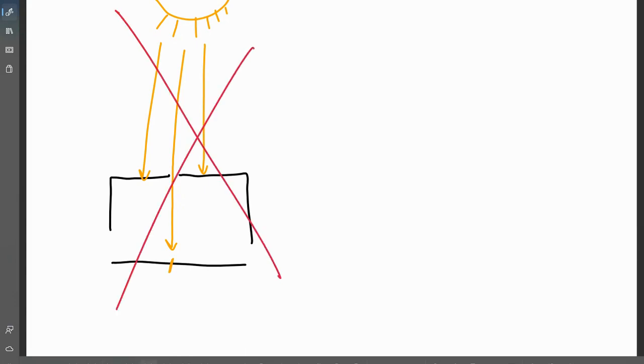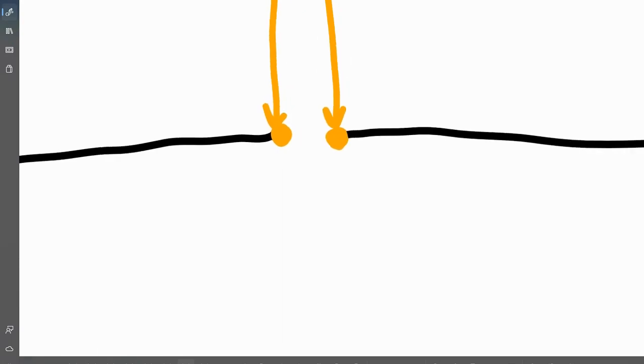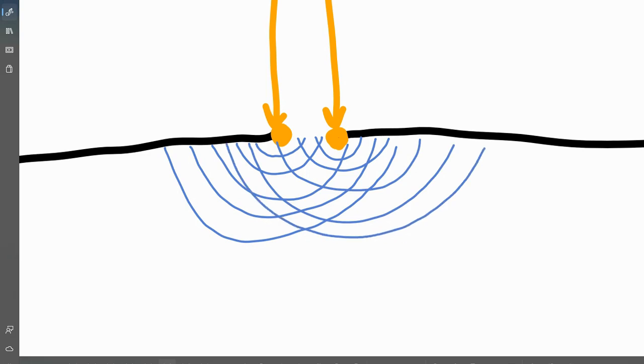This is not what happens, which is really strange. What actually happens is, if we zoom in on the box, when the sunlight comes and hits, we actually get sunlight that hits this corner of the box and this corner of the box. And it just so happens that those become sources of light themselves. That's just how they act. So we get one source of light right there that creates these wave fronts, and then the other source of light creates wave fronts in exactly the same kind of way.